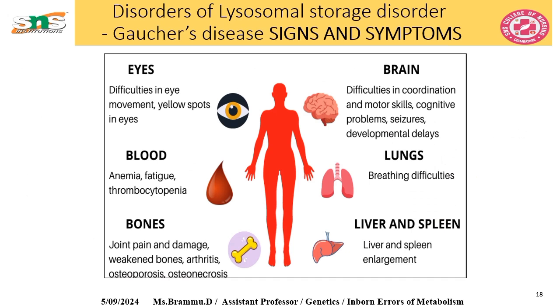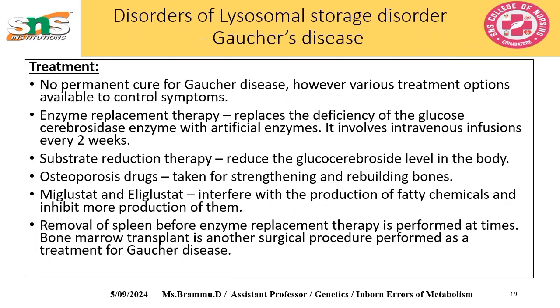In simple terms, the child will develop organ-wise damage affecting the eyes, blood, bones, brain, lungs, liver, and spleen. In the eyes, yellow spots are seen. In the blood, the child will appear with anemia or thrombocytopenia. In the bones, the client complains of joint pain, arthritis, osteoporosis, and osteonecrosis. In the central nervous system, there is difficulty in coordination and motor skills. In the lungs, breathing difficulty, and in the liver, enlargement of the liver and spleen.